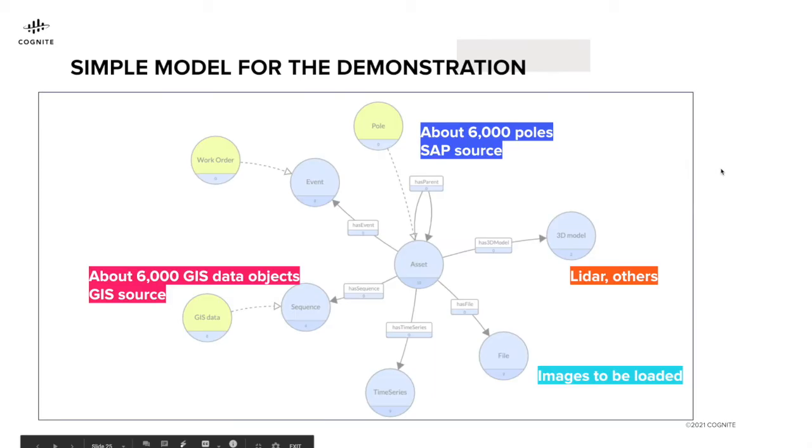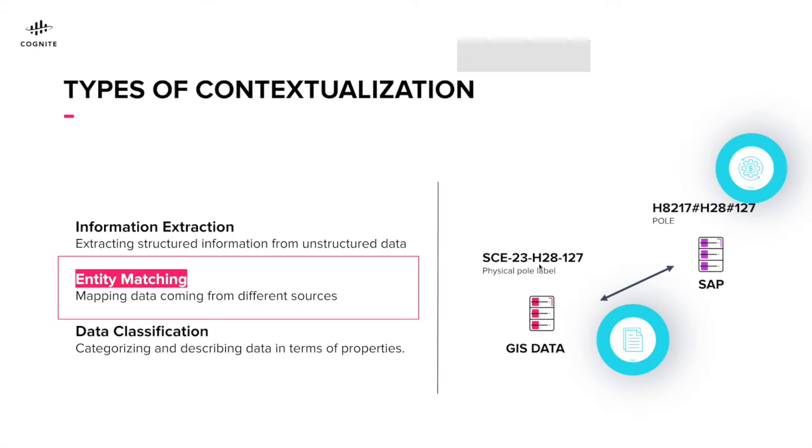For this example, we'll look at image data from 6,000 individual power poles that are stored in SAP, each with a unique identifier. We want to match these images with GIS data that is stored in a different system. But as you can see in the diagram, the identifiers are similar but not exact.